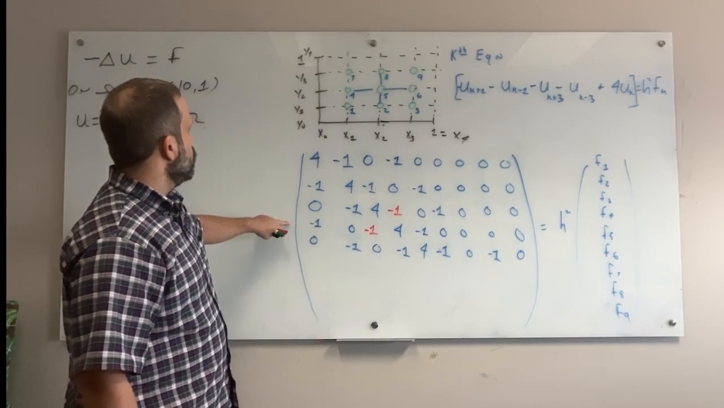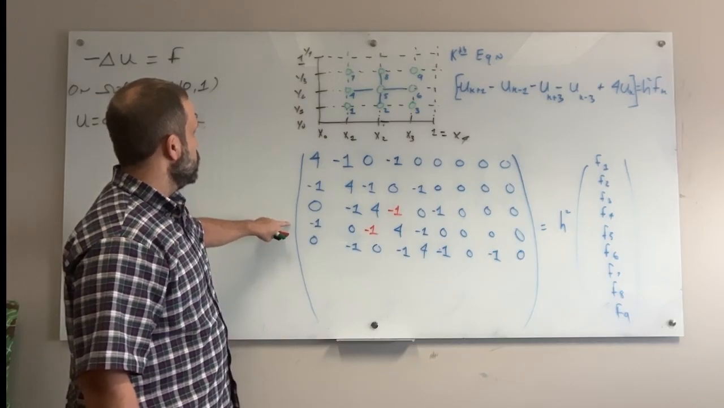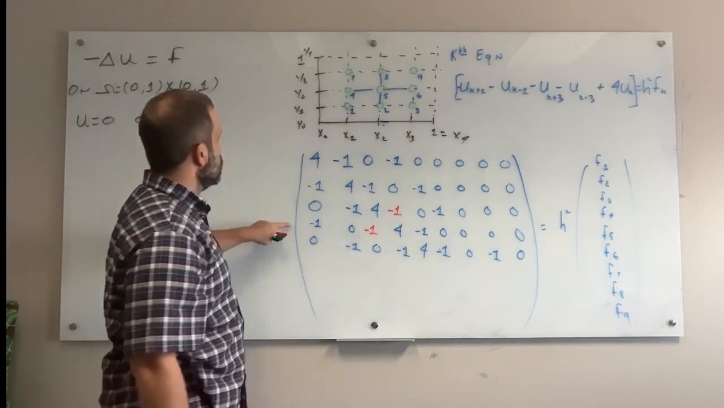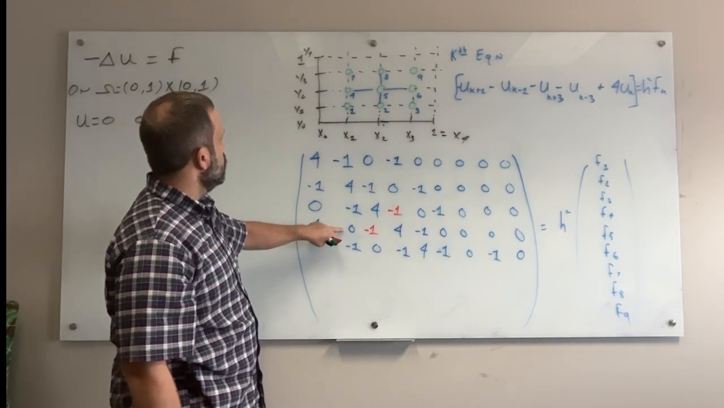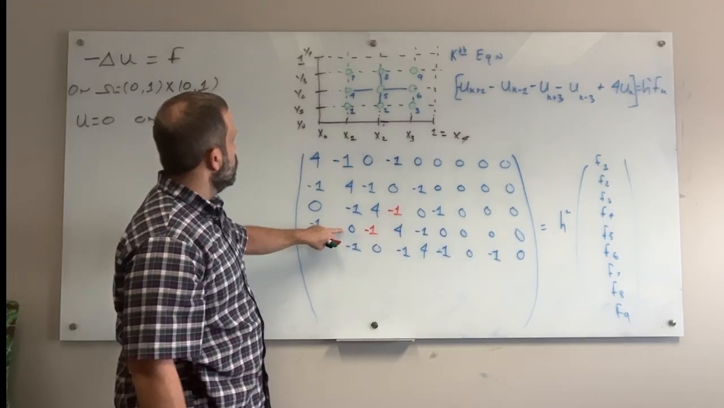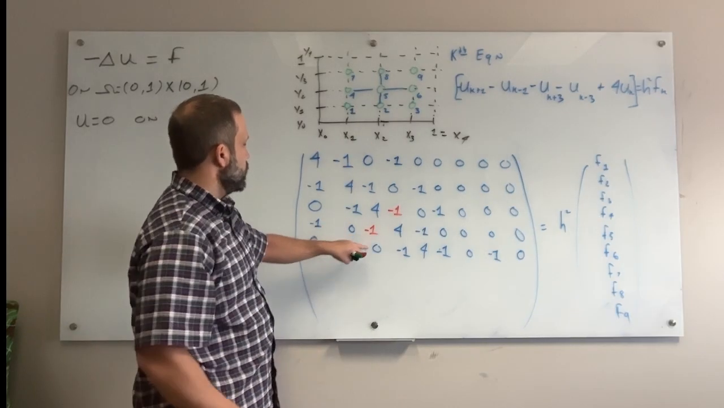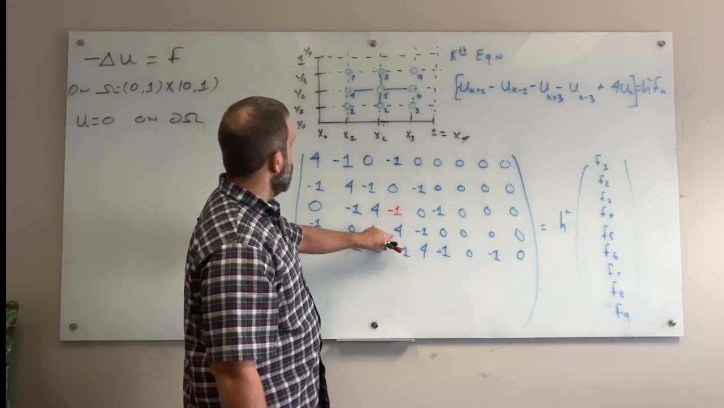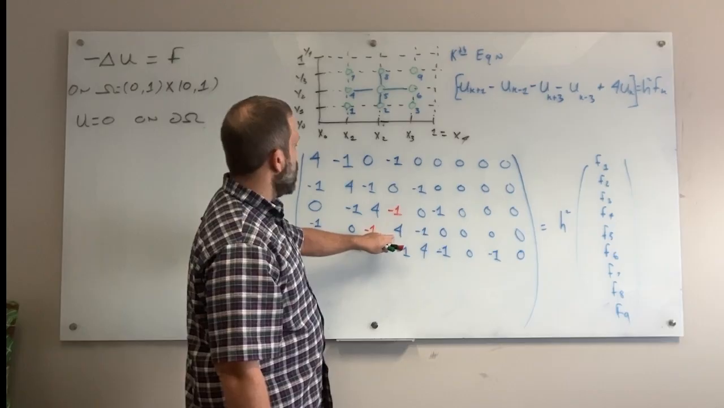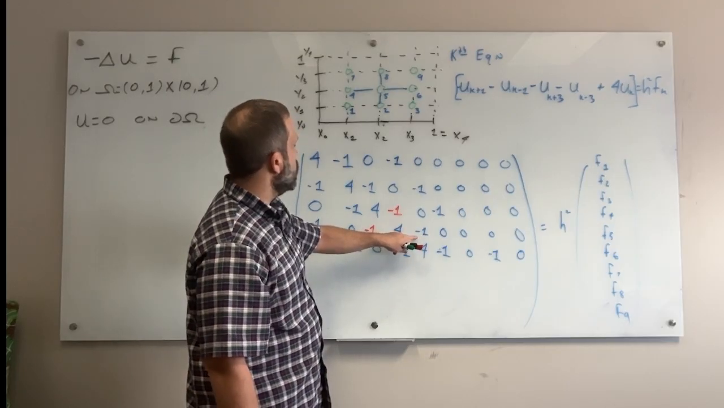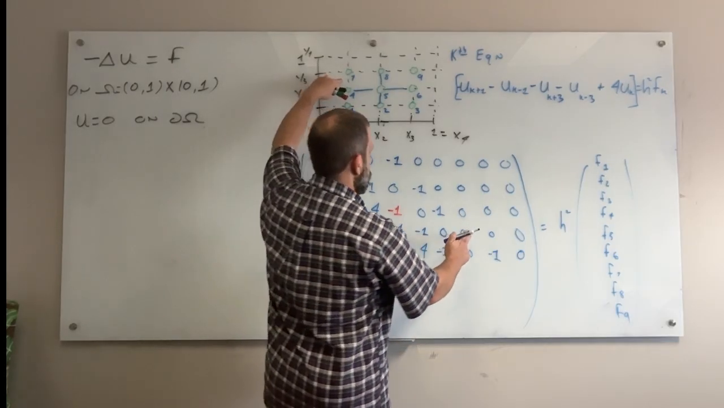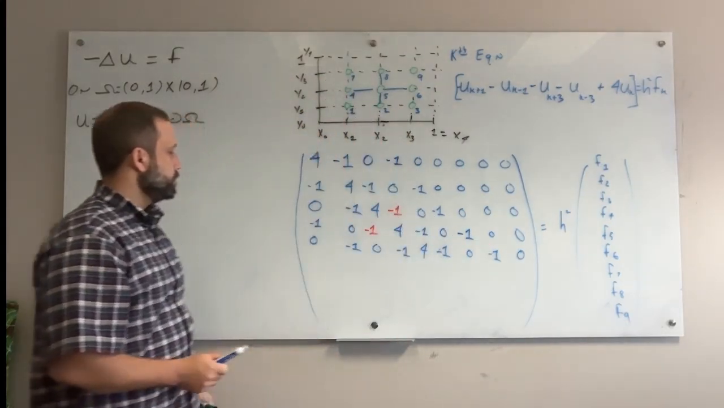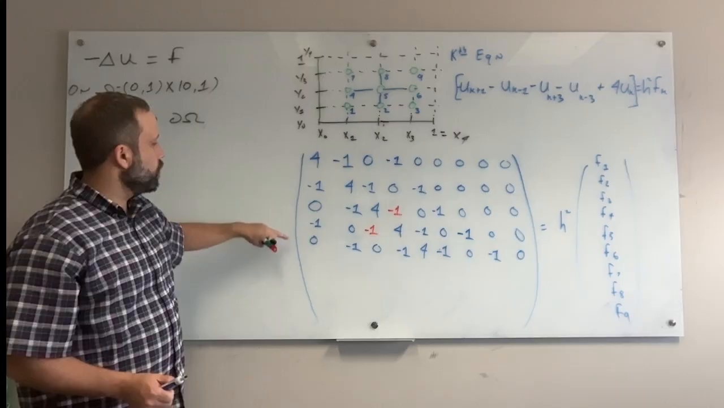So for U4, the coefficient on U1 is minus 1. The coefficient on U2 is 0. The formula gives an incorrect coefficient of minus 1 here. For U4, we get 1. For U5, we get minus 1. Oh, and then for U7, we're also going to get a minus 1. Okay, there we go. So this is 1, 2, 3, 4, 5.